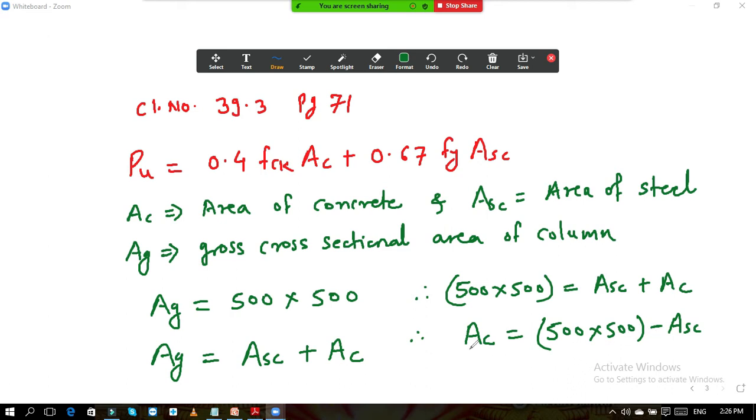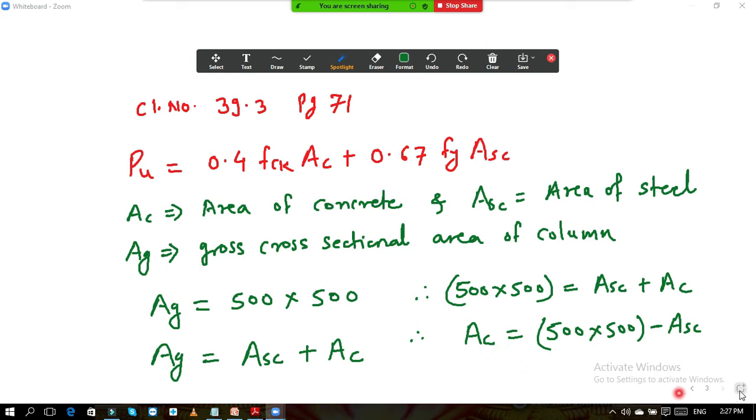So put this value of AC in the equation which is shown above, and this value will be in terms of ASC. So here is also AC. PU value is already known to you. 0.4 is constant. FCK value is known to you. For AC, you are going to put this value which we have calculated. Then 0.67 is constant. FY value is known to you. Then ASC, which we need to calculate. ASC, keep it as it is.